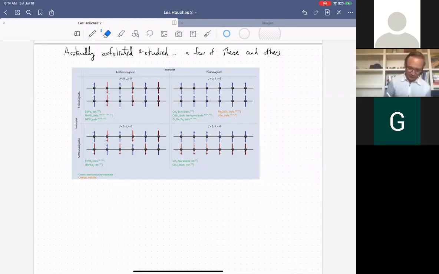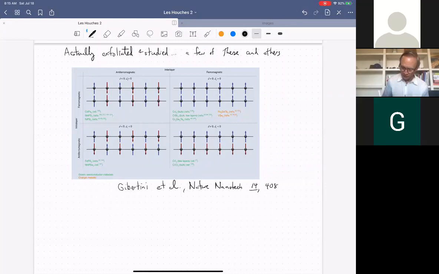So this is from a nice review article from, among other people, I learned about it from Alberto Morpurgo. This is in Nature Nanotechnology from last year. This gives a bunch of examples of 2D materials that have actually been exfoliated and studied in ultra-thin form. One thing I would note is that in all these examples, the spins in the 2D layers order.